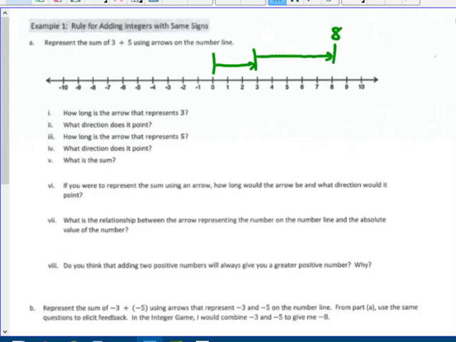I know that. How long is the arrow that represents the 3? Well, that's 3, and they're called units, or spaces. What direction does it go? Well, right, because it's positive. How long is the arrow that represents the 5? Well, that's 5 units. And what direction does it point? Right, because it's positive. And what was the sum? Positive 8. 3 plus 5 is 8.